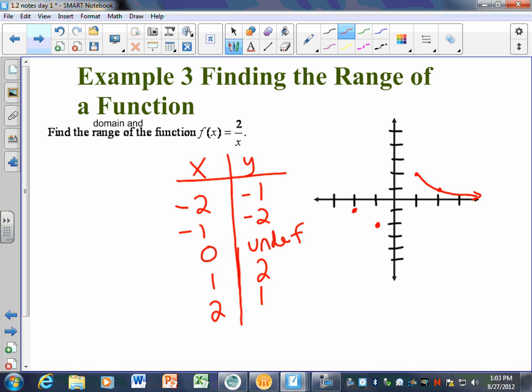And if you think about plugging in numbers this way, if you pick numbers between 0 and 1, when you divide by a fraction, that's the same as multiplying by its reciprocal, so you're actually going to get bigger and bigger numbers. Like if you pick 1/2 here, 2 divided by 1/2 is really just 2 times 2. And if you pick 1/10 and 1/100th, you're just going to keep getting bigger and bigger numbers. So this side's going to keep going up like this.